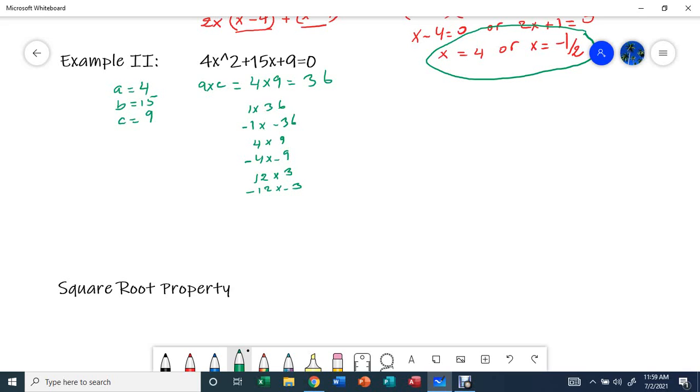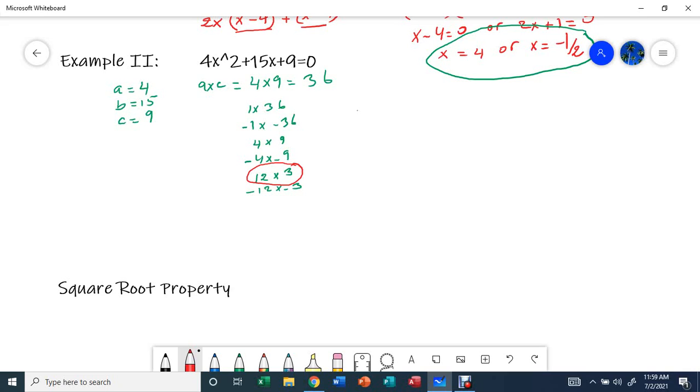So now look at these numbers and see which two numbers, if you add them together, you get 15. So the only two numbers that meet this requirement are 12 and 3. So if you add them together, you get 15. So let's break down the b term as 12x plus 3x.